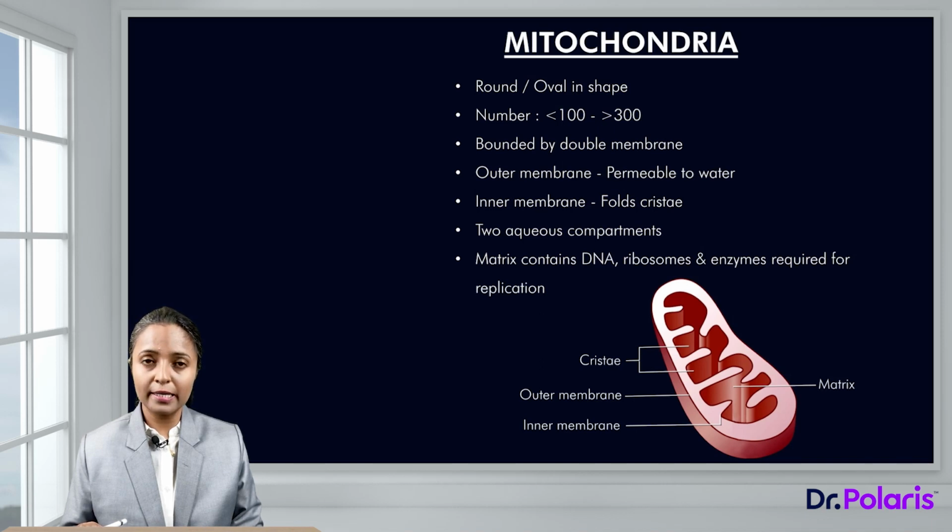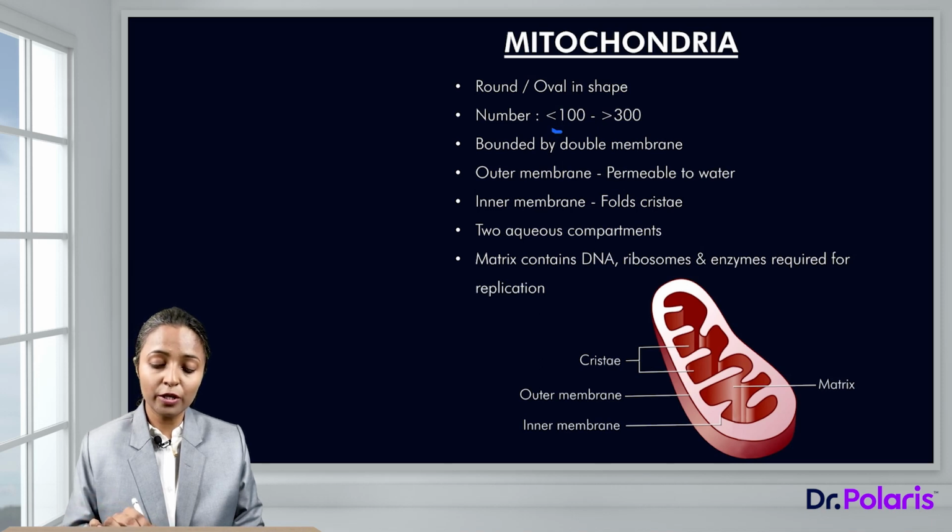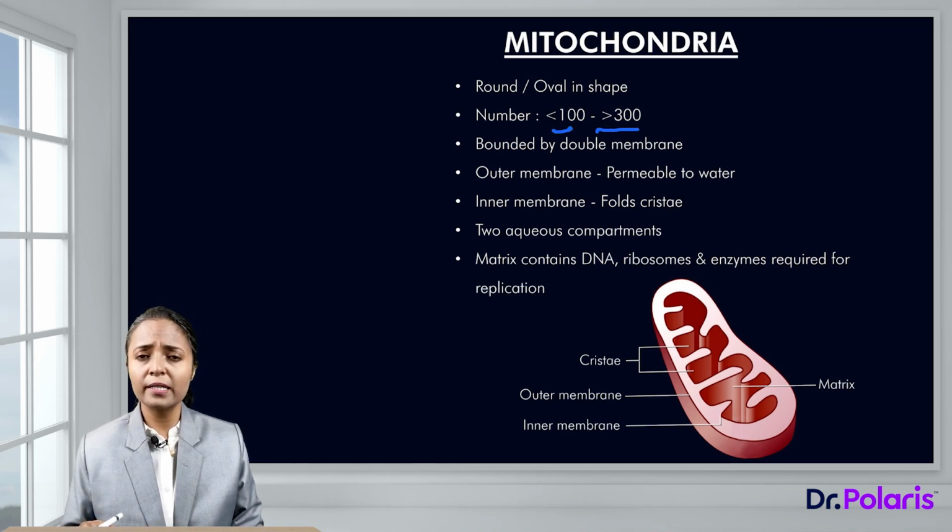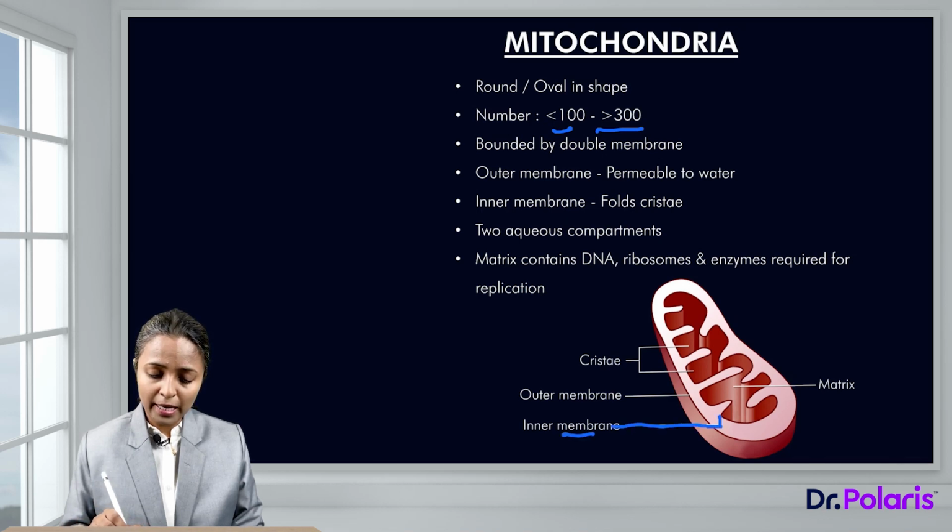So the first organelle is mitochondria, very popularly known as the powerhouse of the cell because it is the site where ATP is generated. Now these mitochondria are round or oval in shape and their number varies from less than 100 to greater than 300, and in some cells they can be up to 1000 mitochondria. The mitochondria are bounded by a double membrane. So you see this is the inner membrane and this is the outer membrane. Inner membrane, you see, is thrown into folds and these folds are known as cristae.